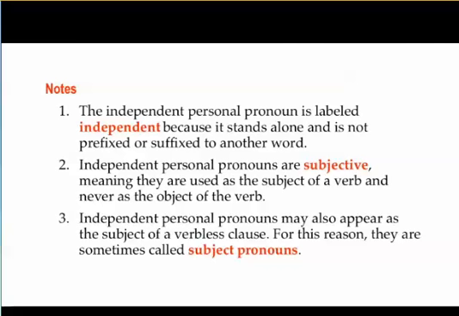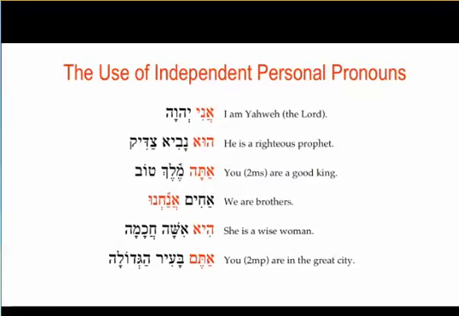Number three, independent personal pronouns may also appear as the subject of a verbless clause. For this reason, they are sometimes just simply called the subject pronouns. So, number one, they're independent. Number two, they're always subjective, never objective. And number three, they appear as the subject of a verbless clause and can be called simply subject pronouns. Let's take a look on your screen at the third category, the use of independent personal pronouns as subject pronouns.